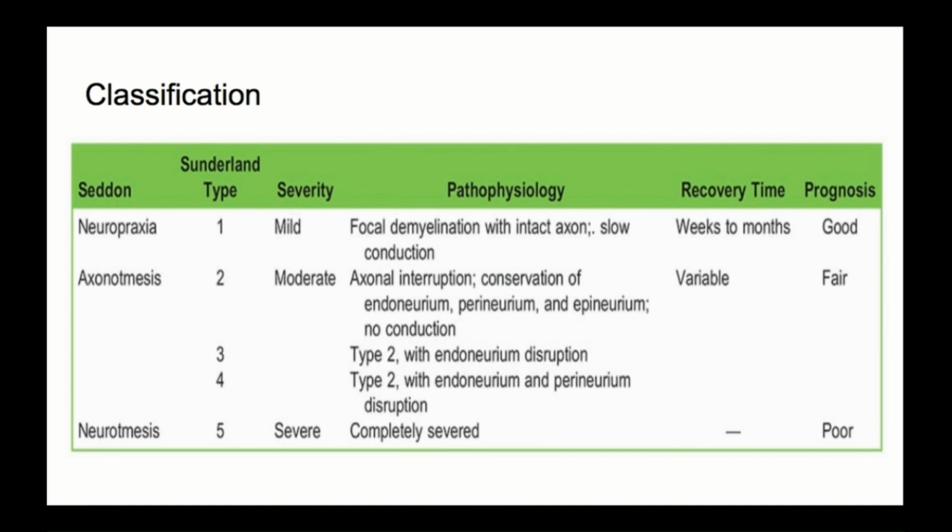So the last one is neurotmesis, or Sunderland type 5. It is the most severe one, and it is associated with poor prognosis. It occurs when there's complete transection of the nerve, and usually it requires surgical intervention.